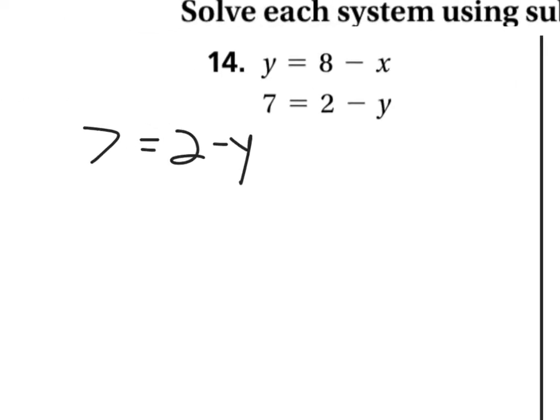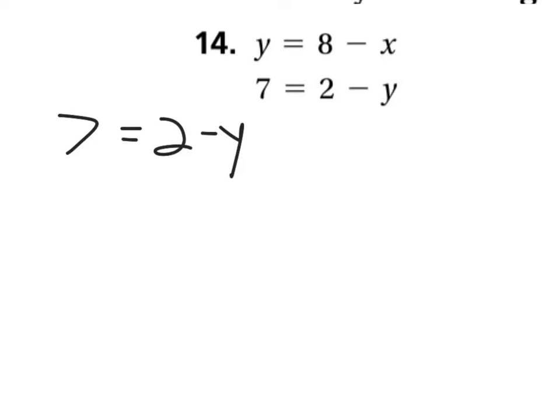And I'm going to zoom in here. You can see that y is equal to 8 minus x. So I can say 7 is equal to 2 minus what? 8 minus x. That's what y is equal to, so we can put it in wherever we see y. And now we just have to resolve this.